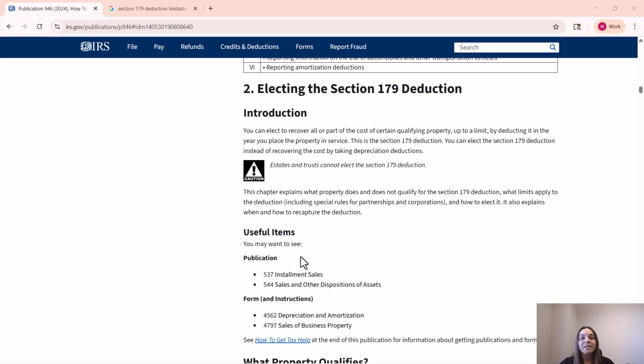Okay, so let's dive into Section 179. As we're going, I'll try to point out the differences between Section 179 and bonus, because you really should weigh both of them. With Section 179, you can elect to recover all or part of the cost of certain qualifying property, up to a limit, by deducting it in the year that you place the property in service. So a couple of things. We can do this for all or part of the cost. There are limits, and you can only use it in year 1.